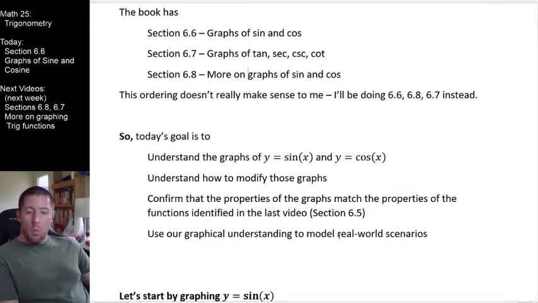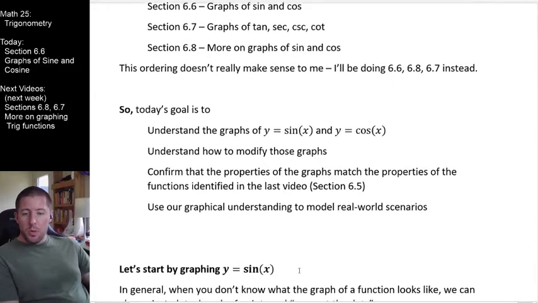And finally, our hopefully obvious goal here is to actually model some real world scenarios using our modified sine and cosine functions. One of our examples today is going to be building a model describing a real world phenomenon. We're going to talk about our weather. So that's one of our goals to get out of this.